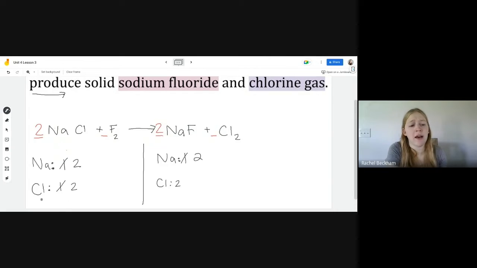And now let's look at my Fs. On the left-hand side, you can see that I have 2 fluorines right now. There isn't a coefficient here, and so it's just a regular 2. And then for the F over here, I have just 1 F right here, but when it multiplies out, it becomes 2 times 1, so I have 2 fluorines. And so now the numbers of each element are the same on both sides, and my equation is balanced.